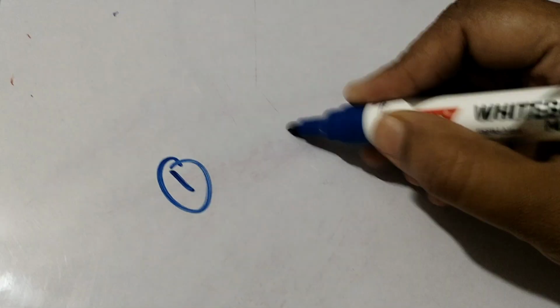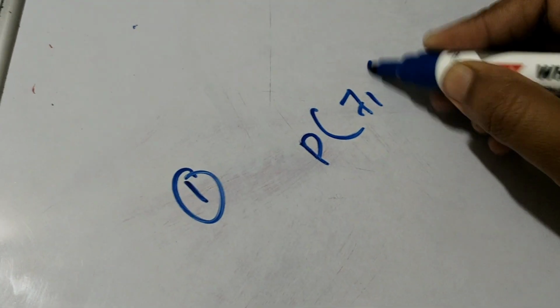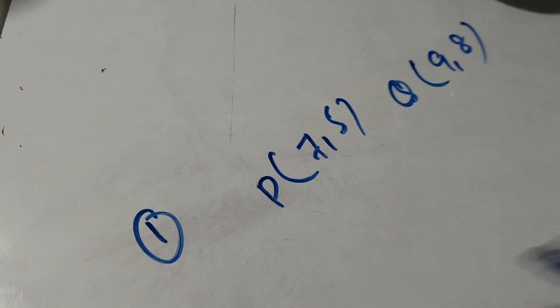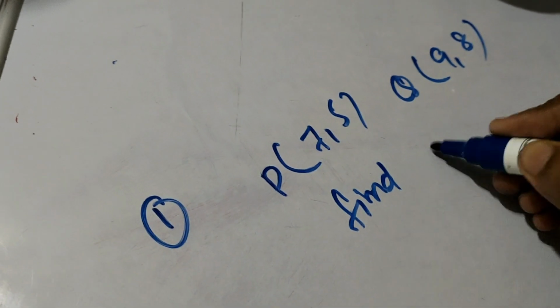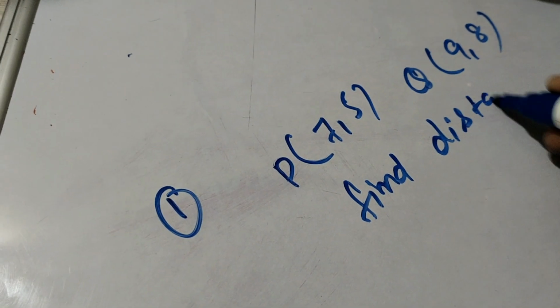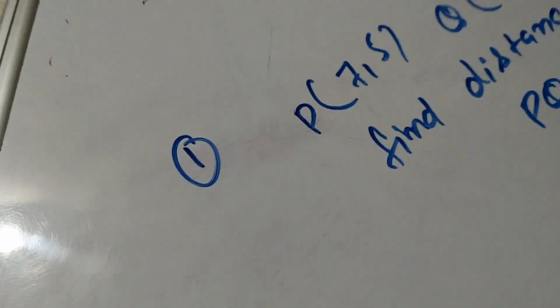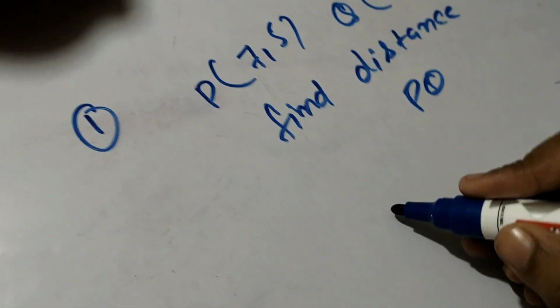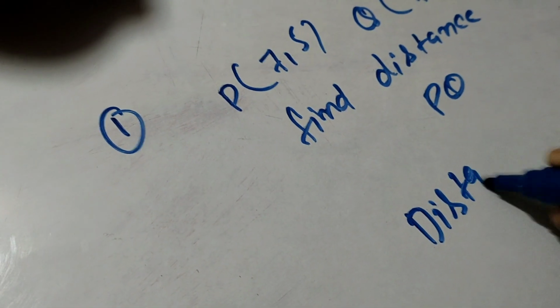I will give some examples for the distance formula. Let's see how we can find the distance for some questions. First question: point P is given as (7, 5), point Q is given as (9, 8). Find the distance PQ. How can we solve this question? First, what is the distance formula?